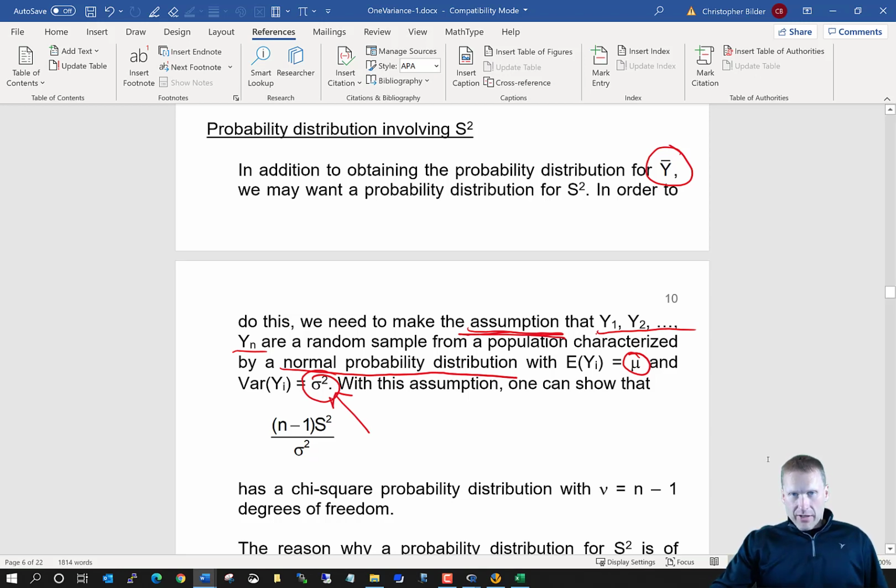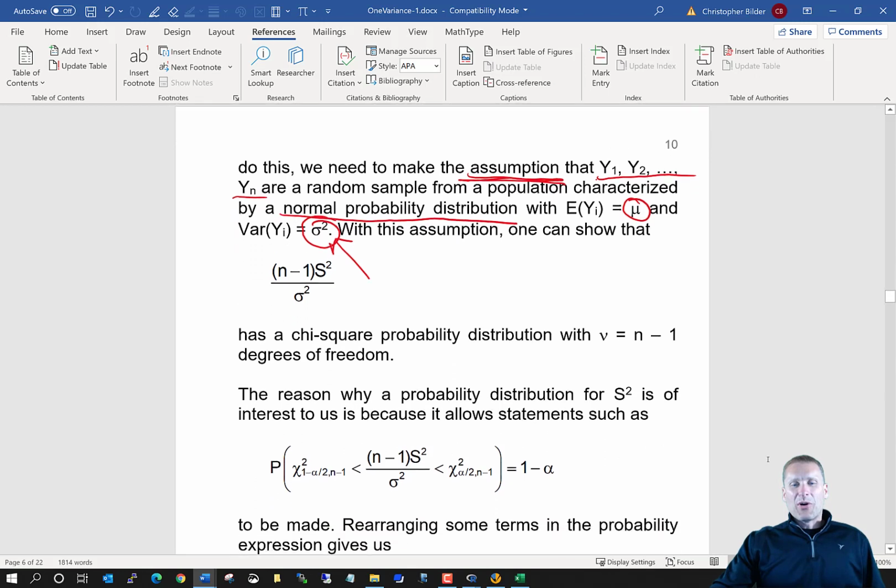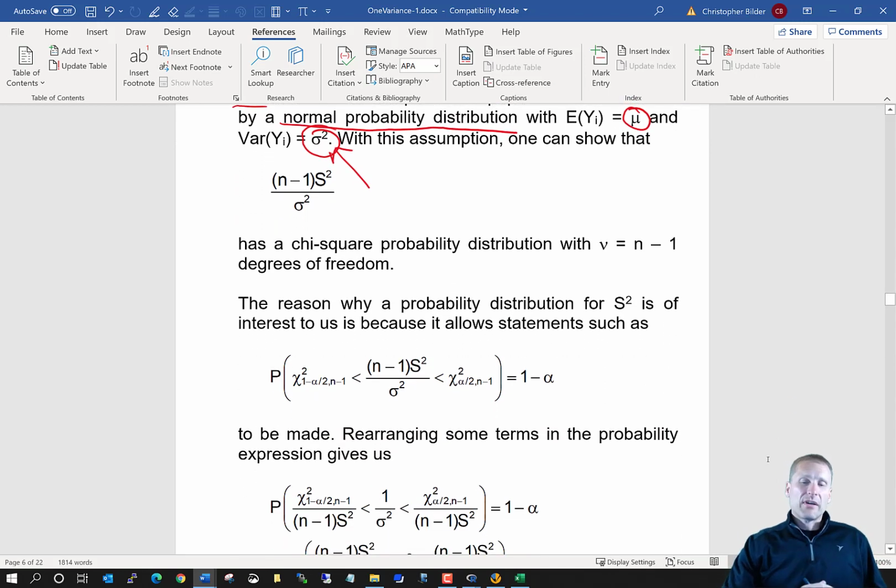Now, again, in a mathematical statistics course, one would actually prove mathematically that n minus 1 times S squared divided by sigma squared has a chi-square distribution with degrees of freedom equal to your sample size minus 1. Again, don't worry about a proof like this. But this is kind of a nice result. And the reason why it's nice is it goes back to how we've approached similar problems in the past.